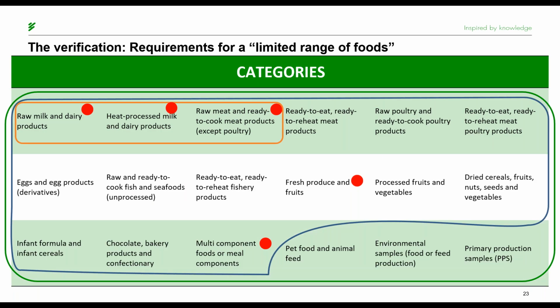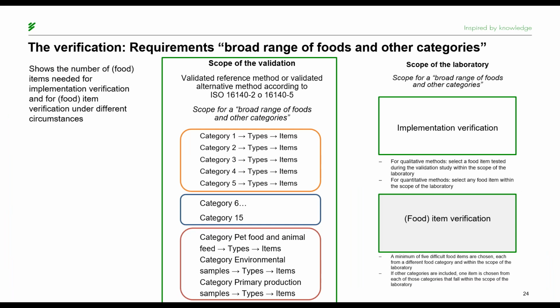here. We have this table where we can clearly see the scope of the method in green. Then we have the scope of the validation in blue. The categories with a red circle, which are those tested during the validation, and in orange, the limited scope of the laboratory in this case.